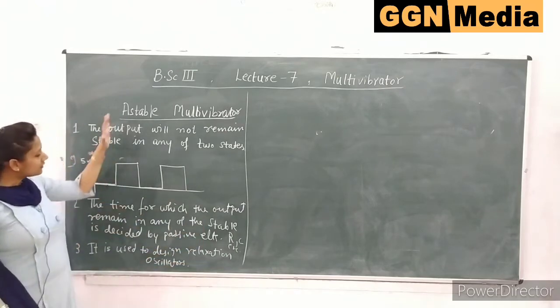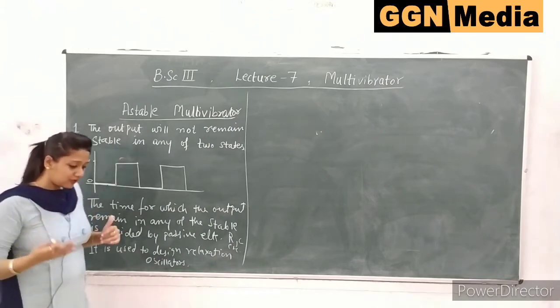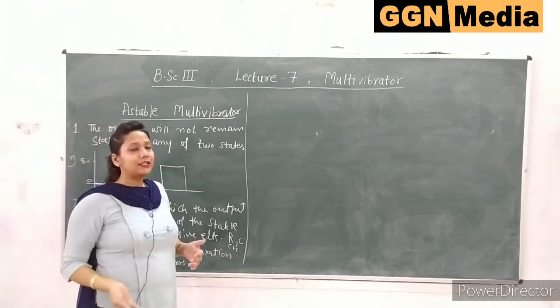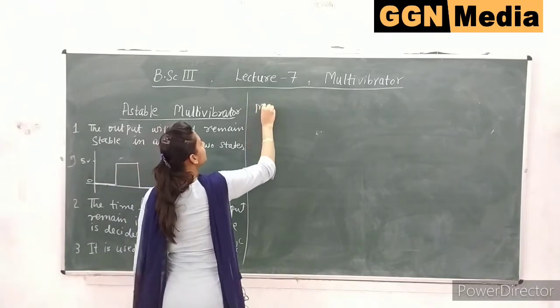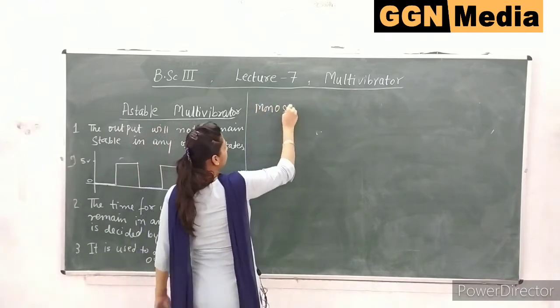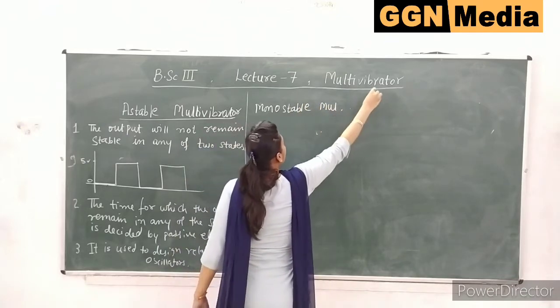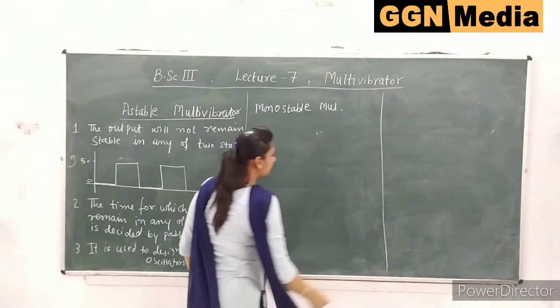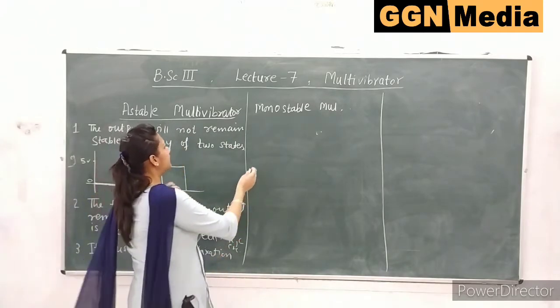Clear? So this is all about an astable multivibrator. Detail of this with 555 timer we will discuss later. Second type is monostable multivibrator. Monostable means in which we have one stable state and one unstable state.